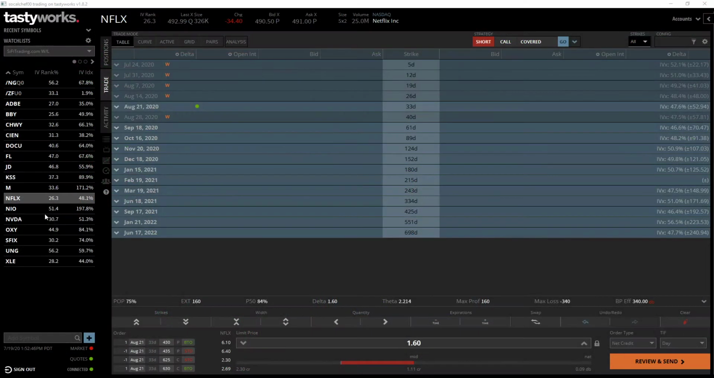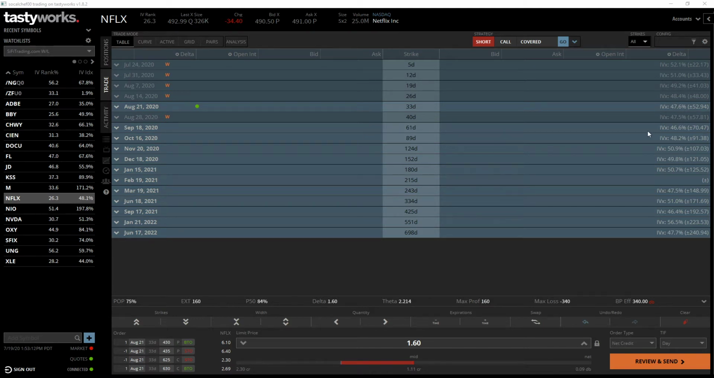So on Netflix, right? At the time, which was Thursday, because Netflix had earnings Thursday after the bell. At the time, Netflix had an IV rank of 51.7%. That's up here where you can see it's now at 26. And the implied volatility for the August, right? You see that here? That was sitting at 65.7%, which it's now currently at 47.